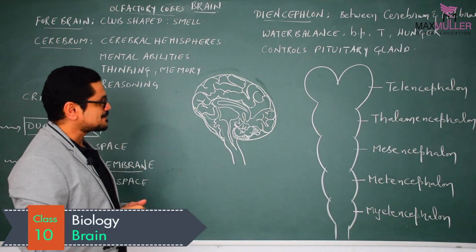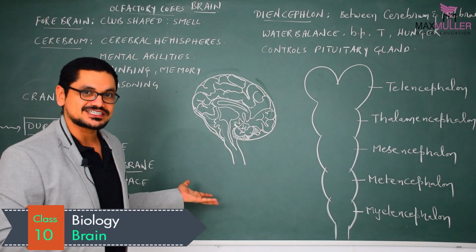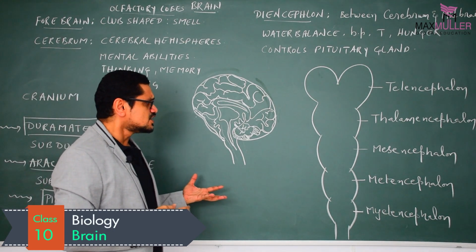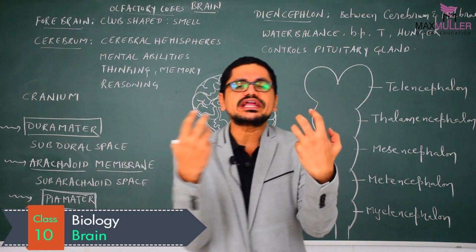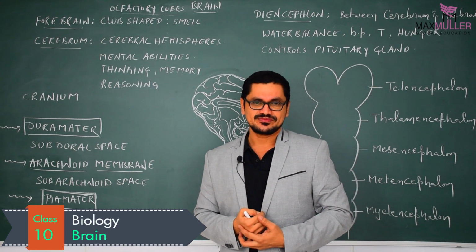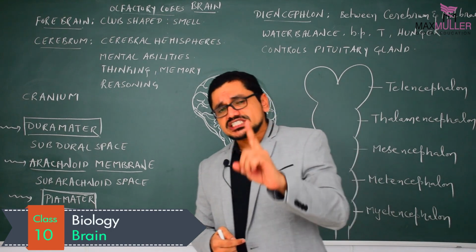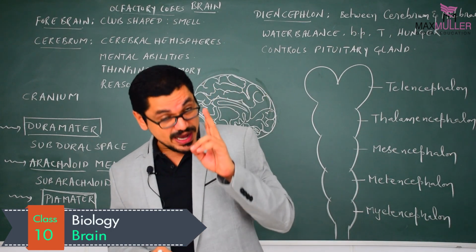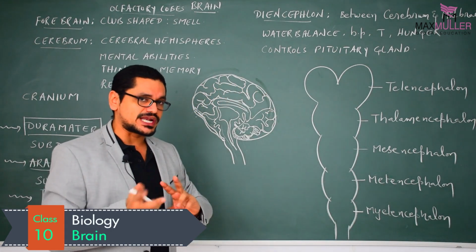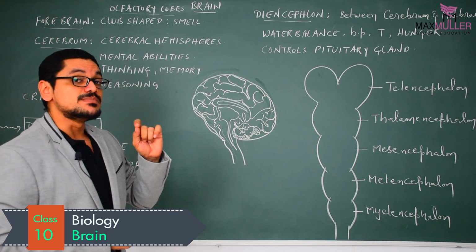It appears like this. It is very complex, in fact. It consists of so many neurons which are interlinking with each other. The brain and spinal cord both are covered by meninges.